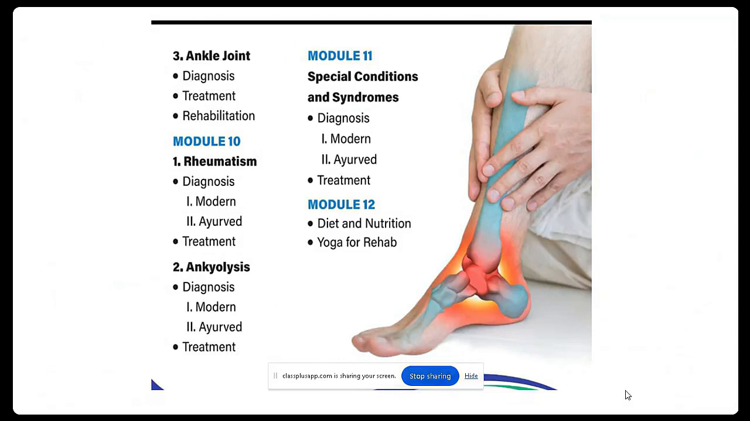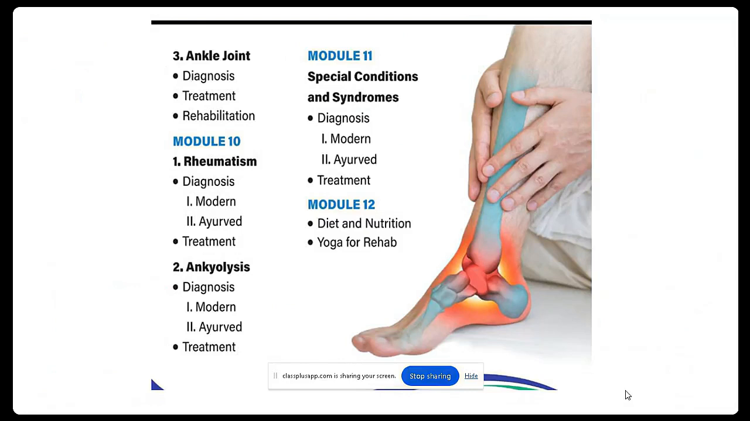In ankylosis, we are going to see some of the physiological diseases which affect the anatomy of the joints. That is ankylosis, the diagnosis of these through modern and Ayurveda, also their treatment, the medicinal treatment, the physical treatment. We are also going to cover all the medicinal parts. Also we are going to see the physiological and anatomical corrections of the orthopedic conditions. Then in this special module, we are going to discuss the special conditions and syndromes.